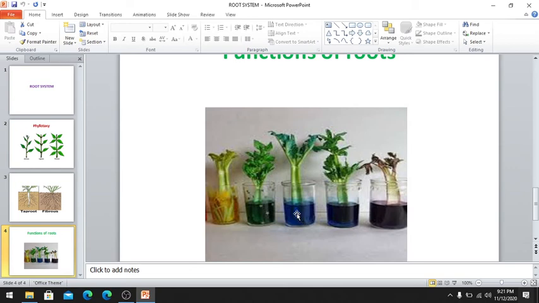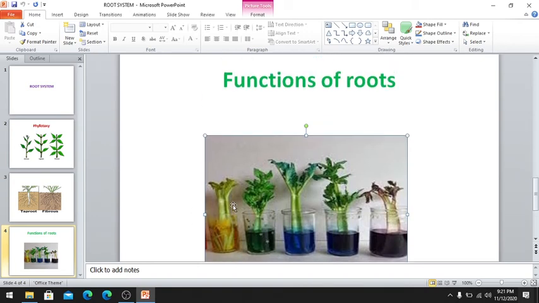Leave the experiment without disturbing for 1 or 2 days, and then just remove the radish. Cut the radish in the middle and observe. You can see the colored water particles, that is nothing but the tissue which is helping to conduct the water from soil particles to the different parts of the plant. Now understood, children, how the roots are conducting water right from soil particles to the different parts of the plant.